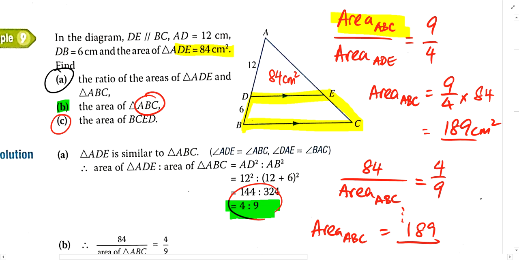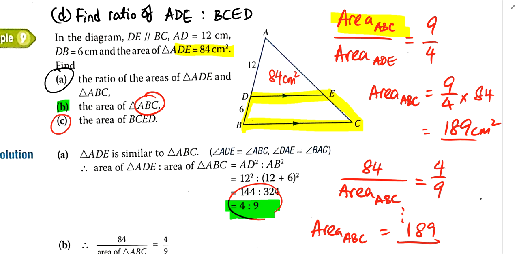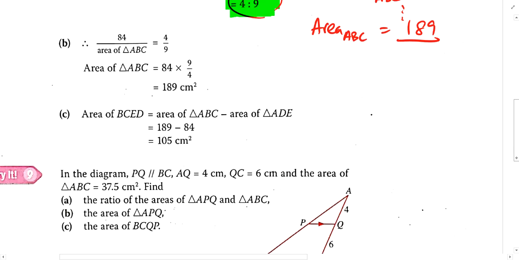Now, I've got another question to add on. Please add on part D. Find the ratio of ADE to BCED. Okay, what is the ratio? 4:5. Right, yes?